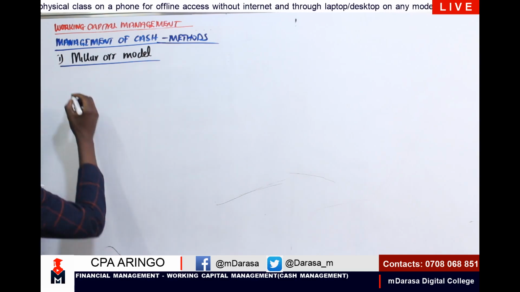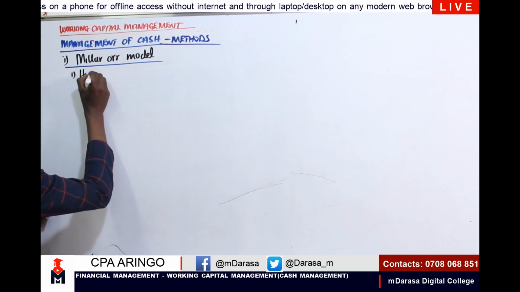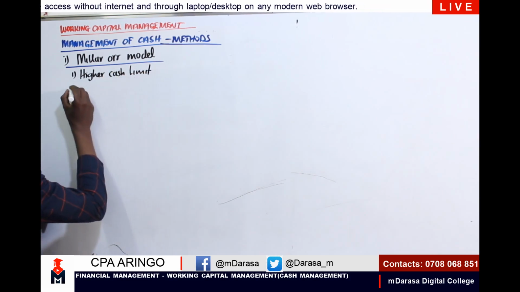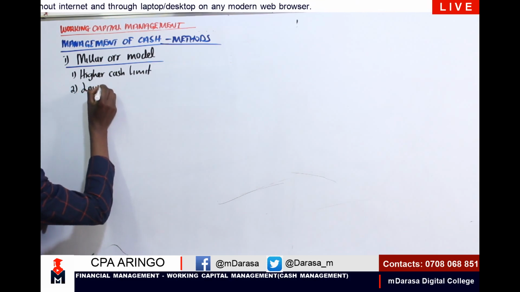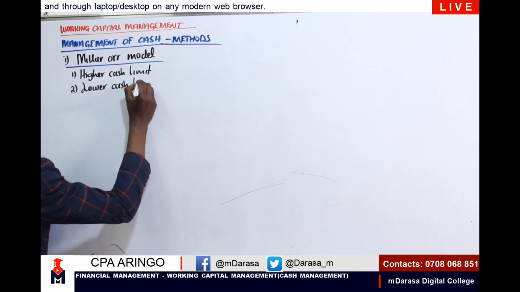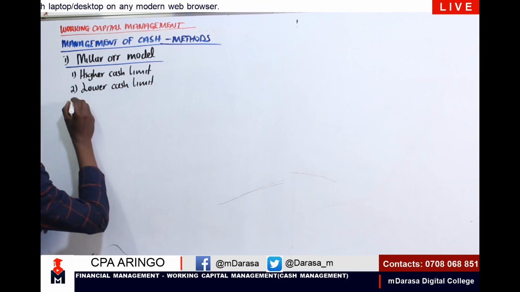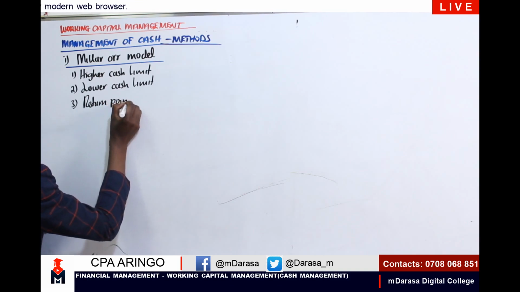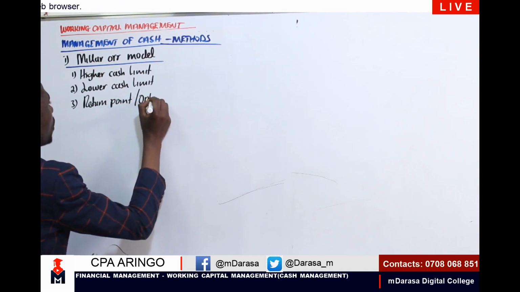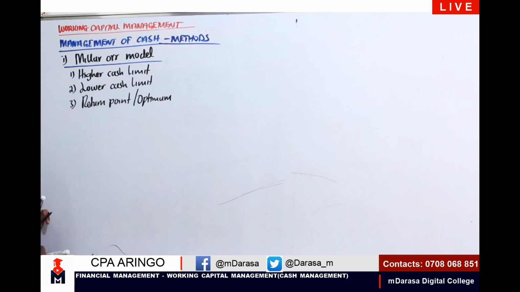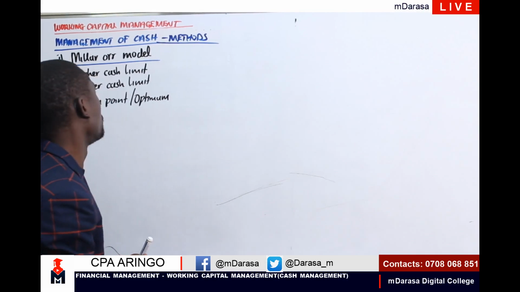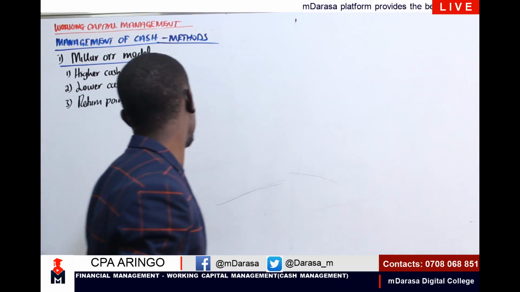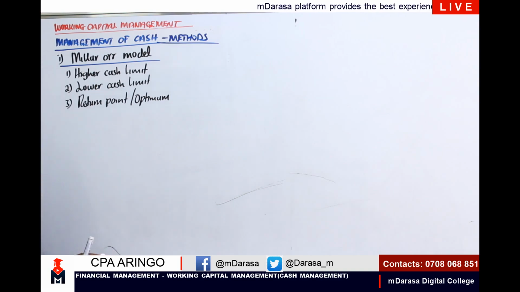Number one, we normally tend to talk of the higher cash limit. Number two, the lower cash limit. And finally, number three, we normally talk of the return point. This is the same as the optimum cash limit, return point, or rather optimum cash limit.